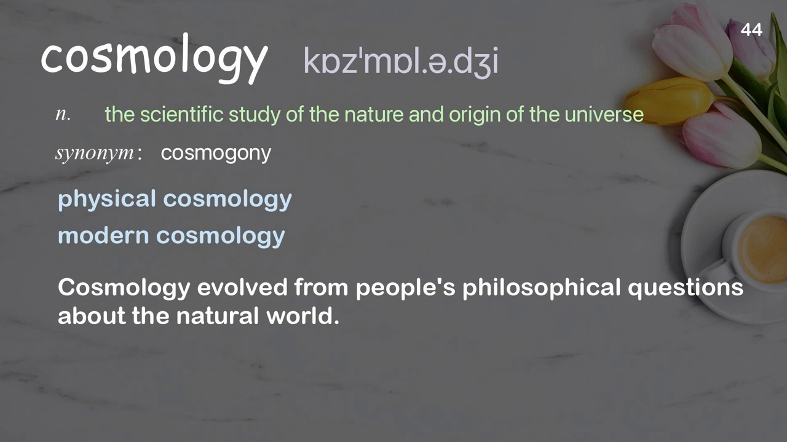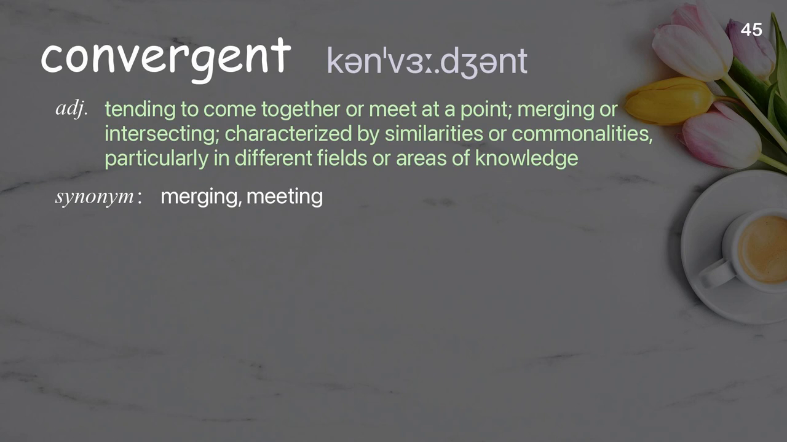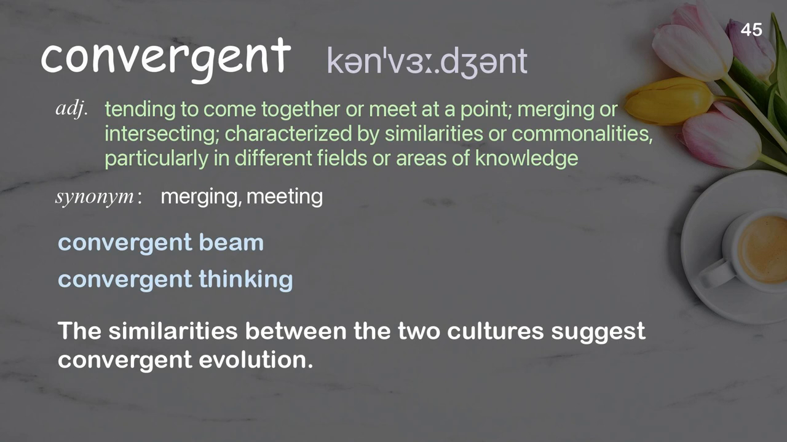Convergent. Tending to come together or meet at a point, merging or intersecting, characterized by similarities or commonalities, particularly in different fields or areas of knowledge. Examples: convergent beam, convergent thinking. The similarities between the two cultures suggest convergent evolution.